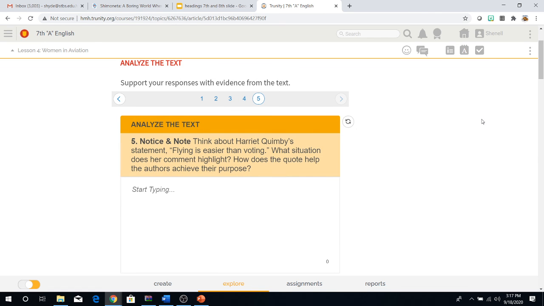Okay, and finally, number 5, analyze the text. Notice a note. Think about Harriet Quimby's statement. Flying is easier than voting. What situation does her comment highlight? It means like, what does she mean by that? How does the quote help the authors achieve their purpose? So you write out your answer once you have it.